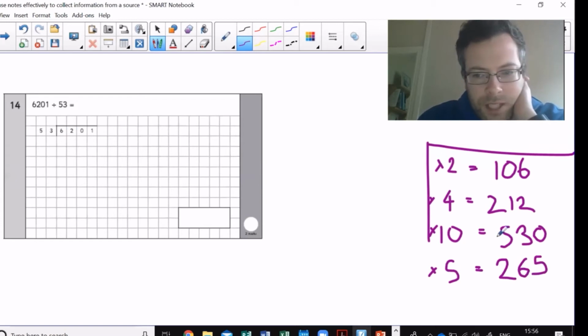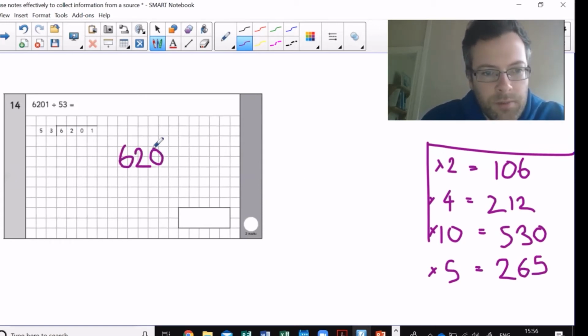And then I find something that's appropriate. Well, if 10 lots is 530 and I'm taking away from 6,201, then 100 lots must be 5,300. That's 100 lots.